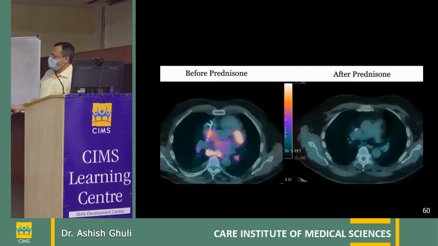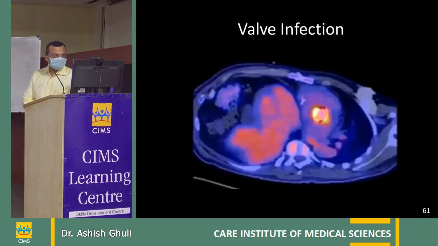This is a case of pre-treatment and post-treatment imaging for sarcoidosis, pre-prednisolone and post-prednisolone. There is significant regression in tracer uptake, so this shows a good response to treatment. This is a case with an infected valve in the heart, with intense tracer uptake seen in the valve.